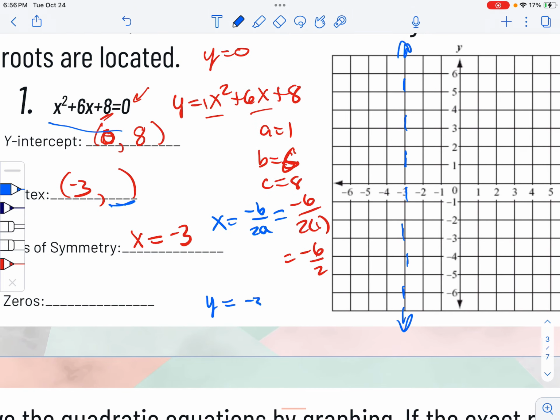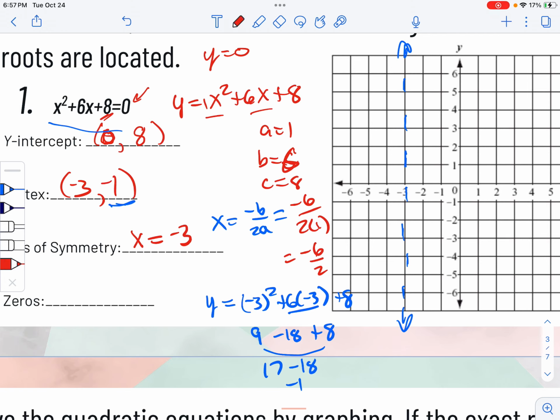y equals negative 3 squared plus 6 times negative 3 plus 8. Well, negative 3 squared, that's negative times negative, that's positive, so that would be 9. This is going to give me negative 18 plus 8. 9 and 8 is 17, minus 18, that's negative 1.